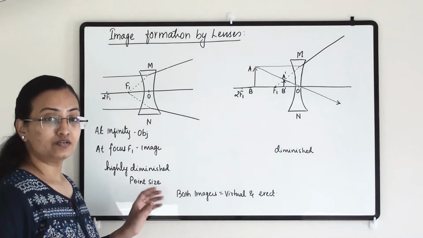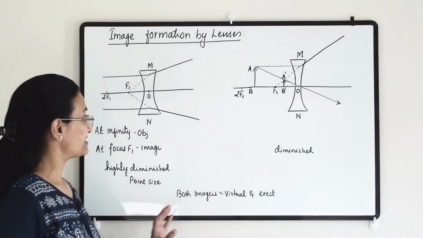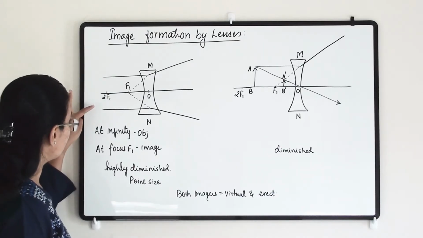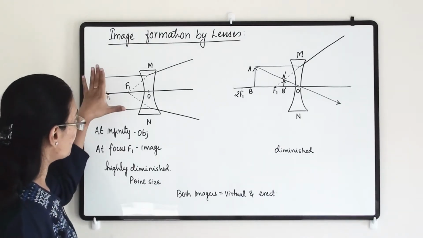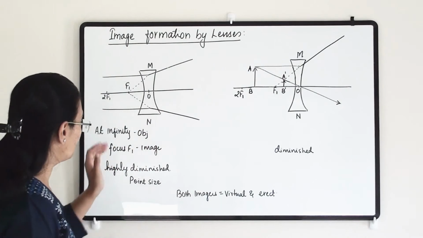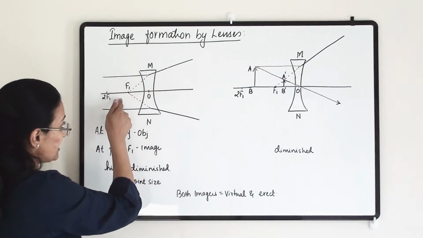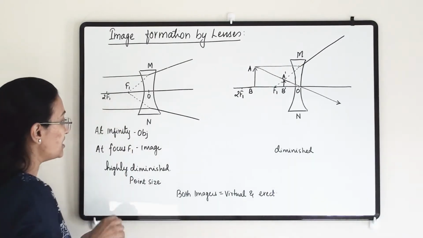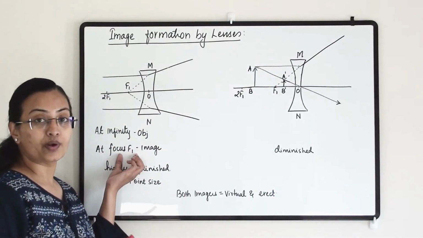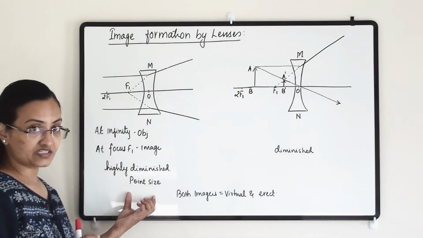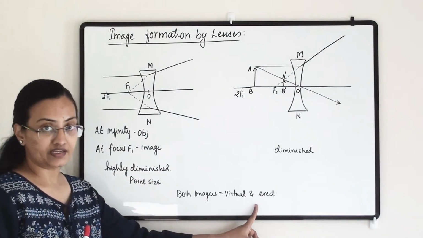Now we are discussing two cases for the concave lens. The first case is when we are keeping the object at infinity and all those rays are falling on the concave lens. Those rays, when we are extending towards the same side, we will get the image at focus point F1. So this image is highly diminished and point size, and it will be virtual and erect.